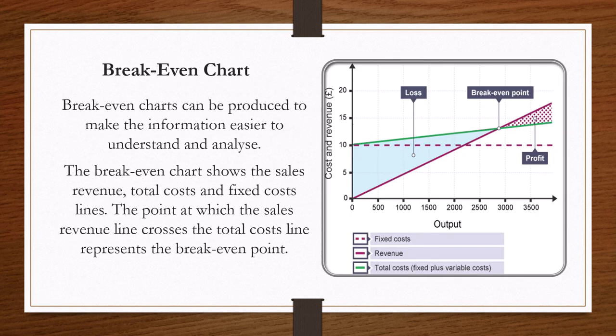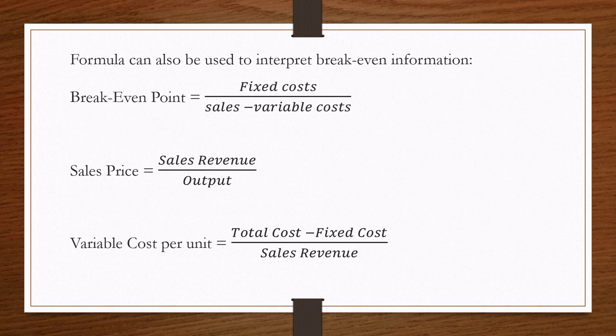Break-even chart. Break-even charts can be produced to make the information easier to understand and analyze. The break-even chart shows the sales revenue, the total costs and fixed cost lines. The point at which the sales revenue line crosses the total cost line represents the break-even point. Formulas can also be used to interpret break-even information. These formulas for break-even point, sales price, and variable cost per unit are shown.